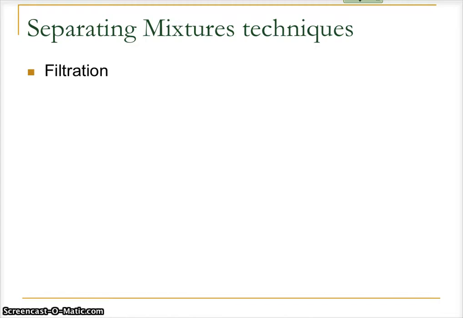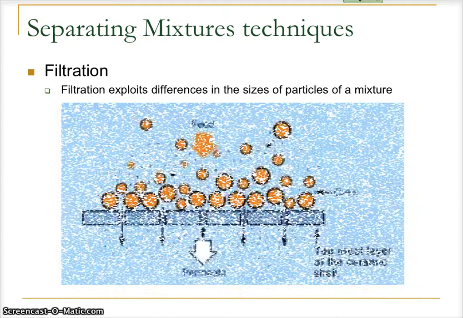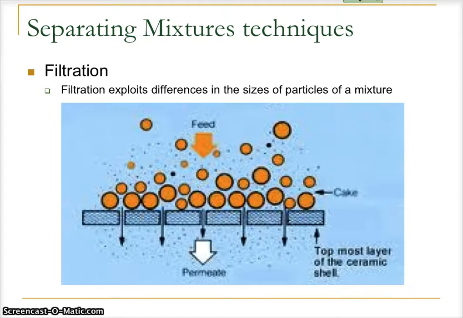The first one is going to be filtration. What are we looking at with filtration that allows us to separate particles? Well, just think about it for a second. When you filter something, what is happening? Some particles pass through the filter and some particles are stopped by the filter. So what physical property are we exploiting? We're exploiting the differences in size. Small particles pass through the small holes of the filter. Large particles cannot pass through the small holes of the filter. We're simply separating the particles based on size.